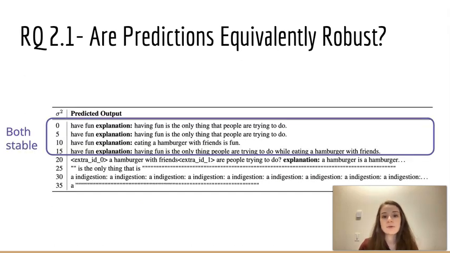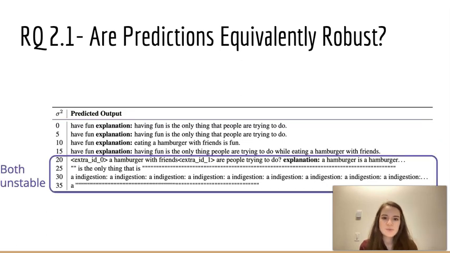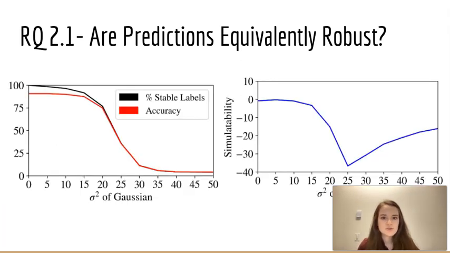Here are the results on a single instance, our running example. We can see that from a sigma squared value of 0 to 15, both the predicted label and the predicted explanation are stable. The predicted label doesn't change, and the predicted explanation changes, but stays valid for the given instance. From a sigma squared value of 20 to 35, we observe that both mechanisms are unstable. Scaling these up using automated metrics to investigate entire datasets, we can observe whether robustness equivalence holds across the datasets.